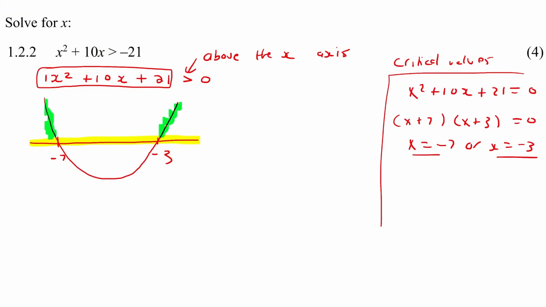So now we need to give that as an answer. For this part here, those are all the x values that are smaller than -7. Then you say or, and then these are all the x values that are bigger than -3.